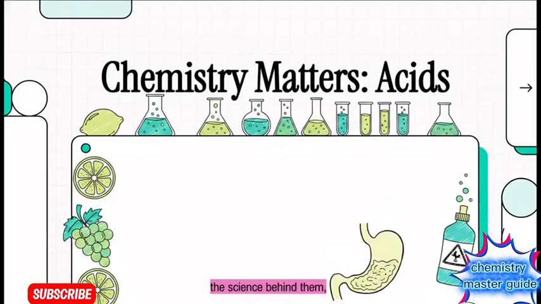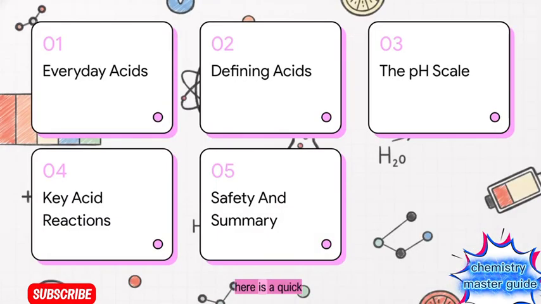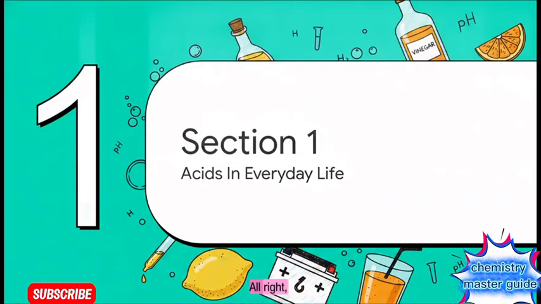Today, we're going to break down the science behind them, taking a journey right from your kitchen counter straight into the laboratory. Okay, here is a quick look at our roadmap for today. We'll start with acids in everyday life, move into defining exactly what they are and their properties, then tackle the pH scale, look at 3 key acid reactions, and wrap it all up with lab safety and a quick summary. All right, let's jump right into section 1, acids in everyday life.